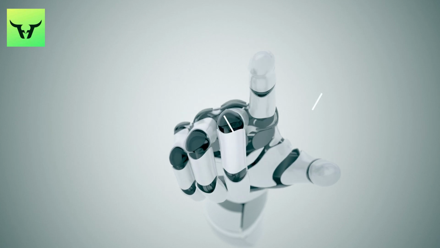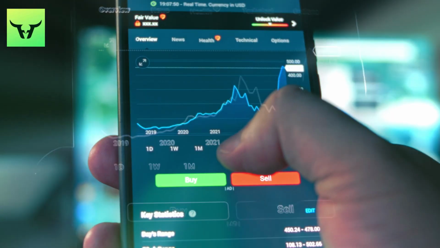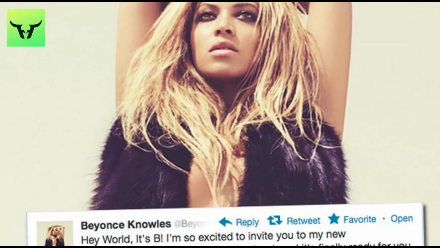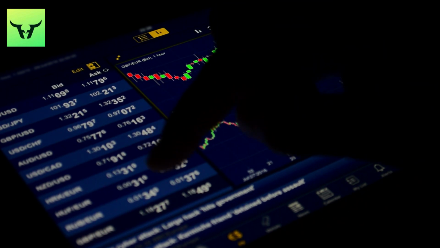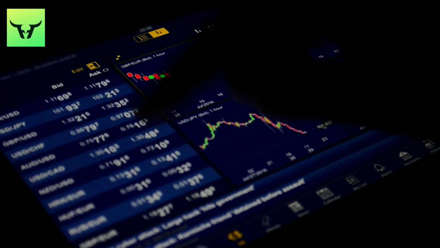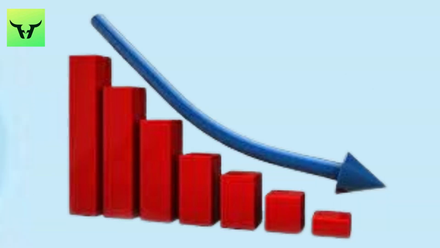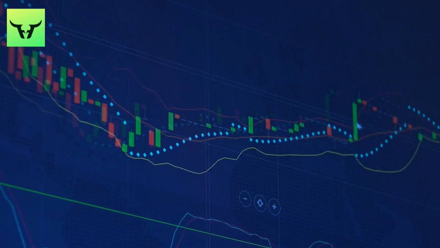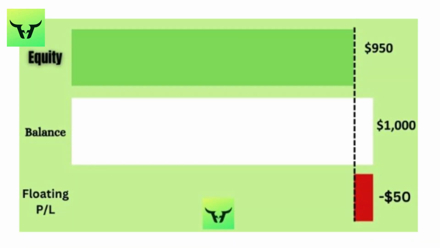Example: account equity when a current trade loses. You begin with $1,000 in your trading account. Inspired by Beyoncé's tweet about shorting GBP USD, you decide to take a short position. However, as soon as you enter the trade, the price goes in the opposite way, resulting in a floating loss of $50. This indicates that if you close the deal now, you will lose $50 in addition to your initial investment. Your account's equity is now $950.